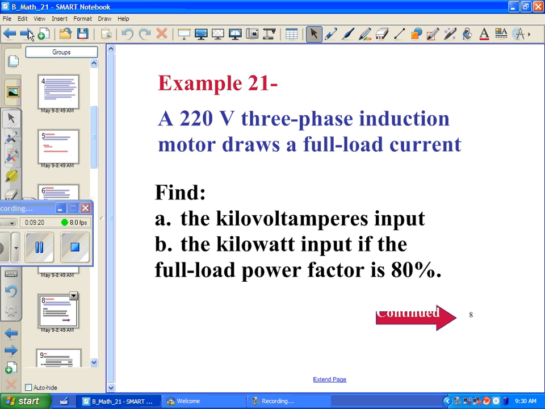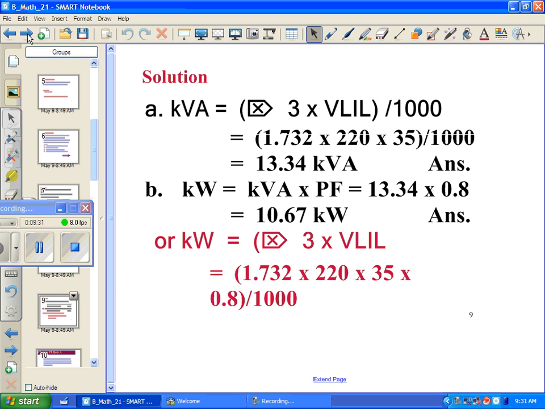Okay, so our apparent power, if we have a 220 volt three-phase induction motor and it draws a full load current of, it doesn't tell us what. It's going to be more difficult to figure out, I'm thinking. It must draw 35 amps.